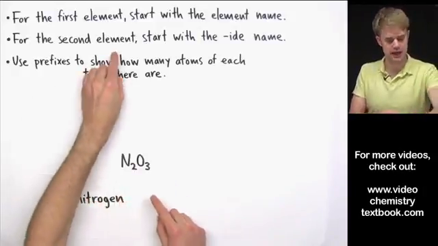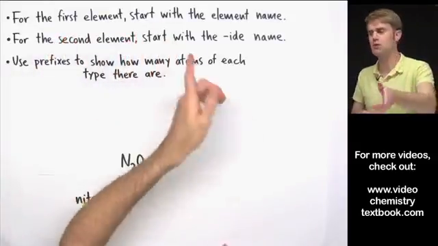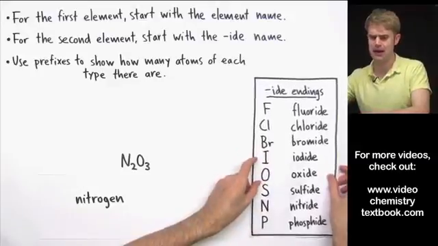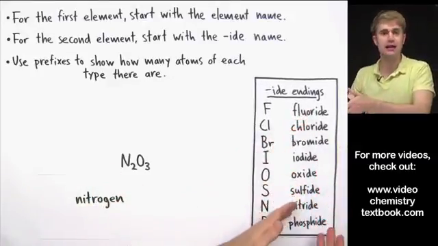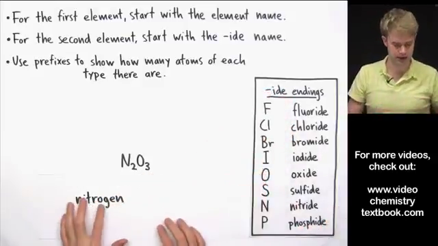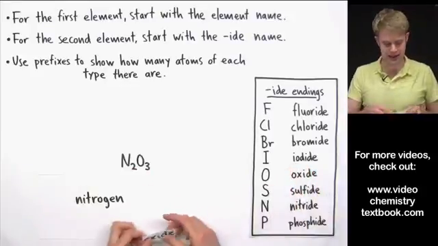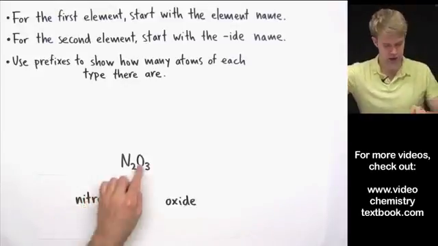Now for the second element, oxygen. For the second element, start with the IDE name. The IDE name is the version of the element name that ends in IDE. These are actually the same names that we'd use to name negative ions. So for oxygen we're going to use its IDE name, which is oxide. So we've got nitrogen and we've got oxide.